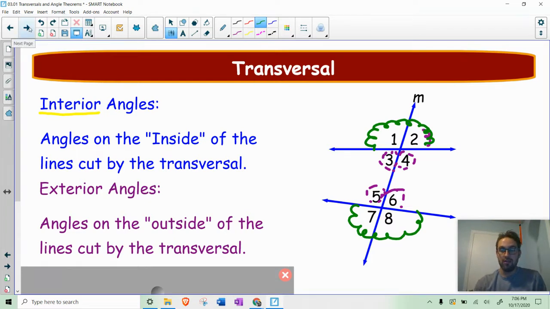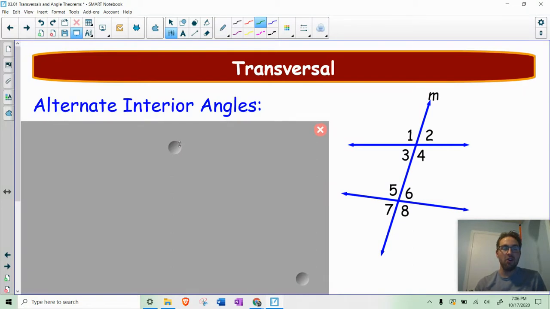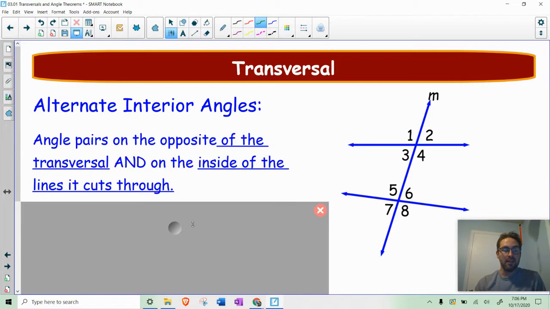So once we have those vocabulary ideas, we can start getting more specific with how some angles are related. So we can look a little bit more specifically for things called alternate or alternative. I like alternate interior angles. So not only are they interior, but they are on the opposite sides of the transversal. So alternate means opposite. So they're on the opposite sides of the transversal.